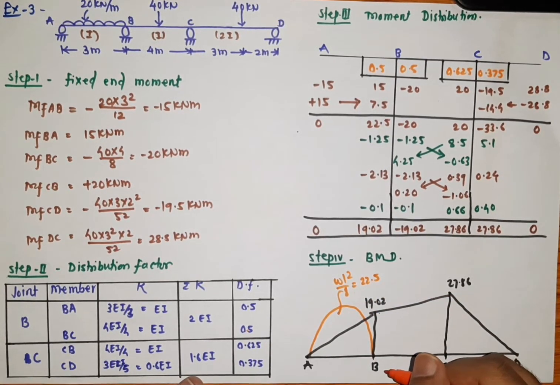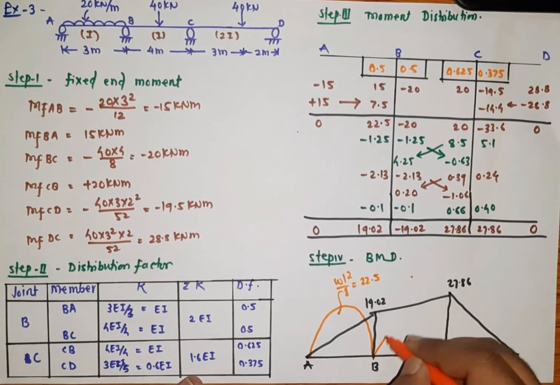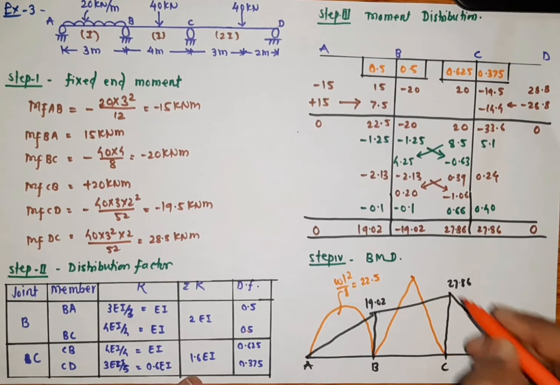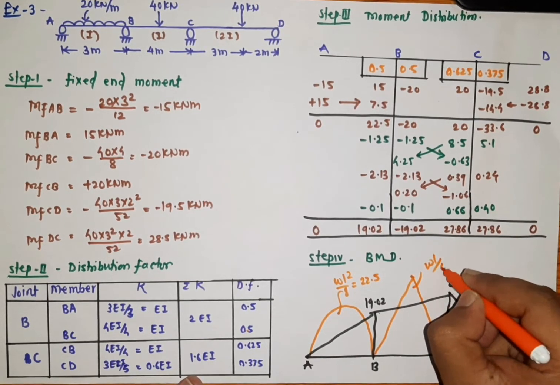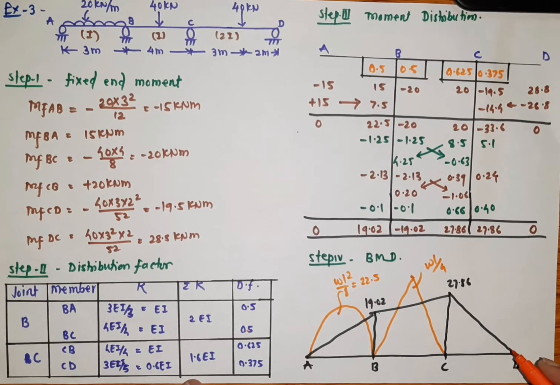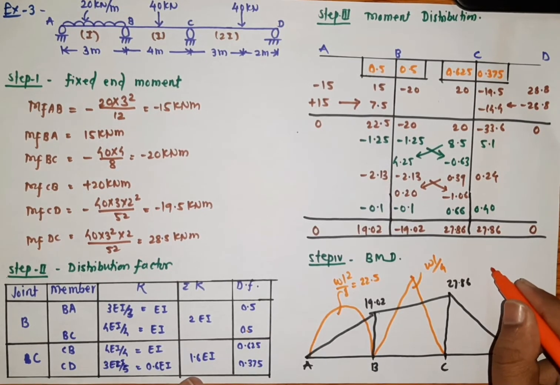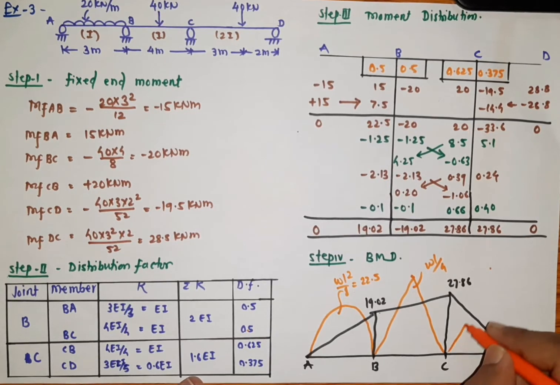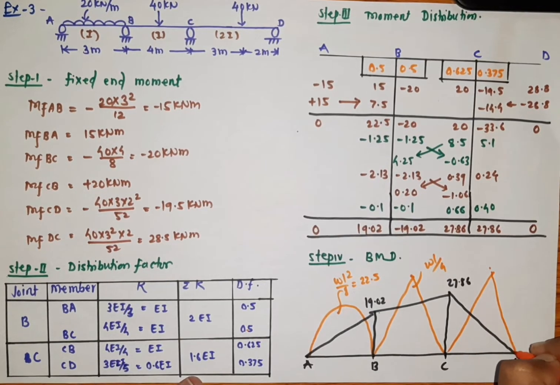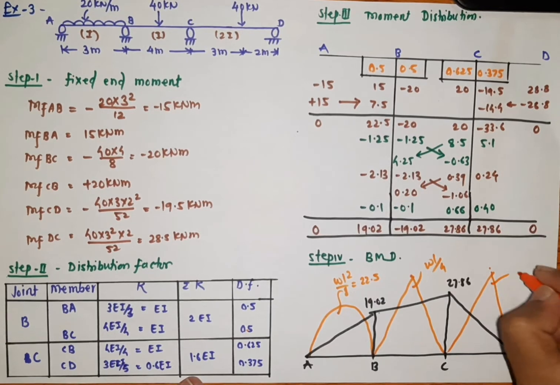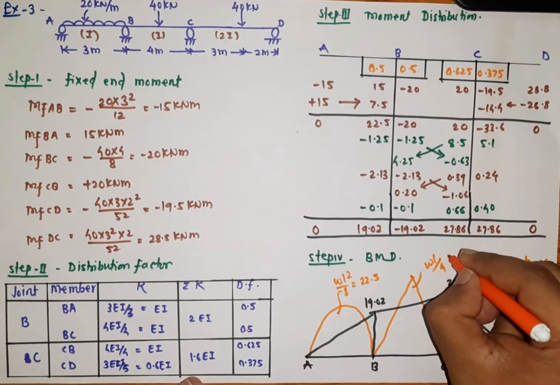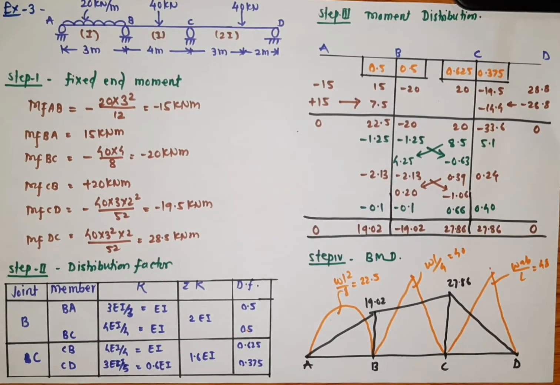Center, then the second span is a centrally point load, that will be WL by 4, the answer is 40. This is WL by 4, and the last is eccentric loading, that's why it will be WAB by L, the answer is 48. So it will be more than this. So when we add this, we will get this. When we draw this, we will get the answer. This is WAB by L, which is 48, and this is 40. So which completes the bending moment diagram for this beam.